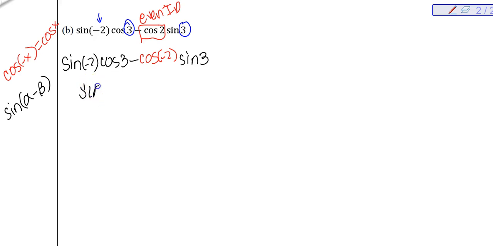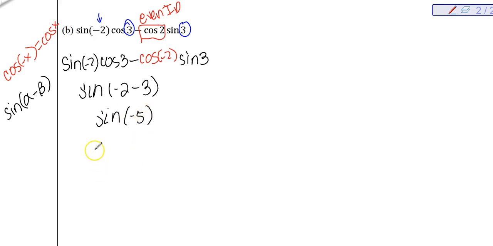We have the sine of -2 radians cosine of 3 radians minus the cosine of -2 radians sine of 3 radians. Okay, so is this a sine sum or a sine difference? Sine difference. So it goes sine of alpha minus beta, right? That's the formula. So this is the format. So we're going to do the sine of alpha, which is -2, minus beta, which is 3, and that's the sine of -5. So it's angle -5.